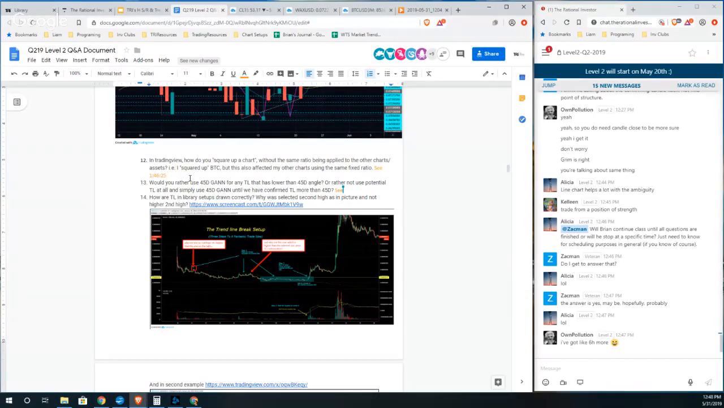Number 13, would you rather use 45-degree Gann for any trend line that has lower than 45-degree angle? Or rather not use?